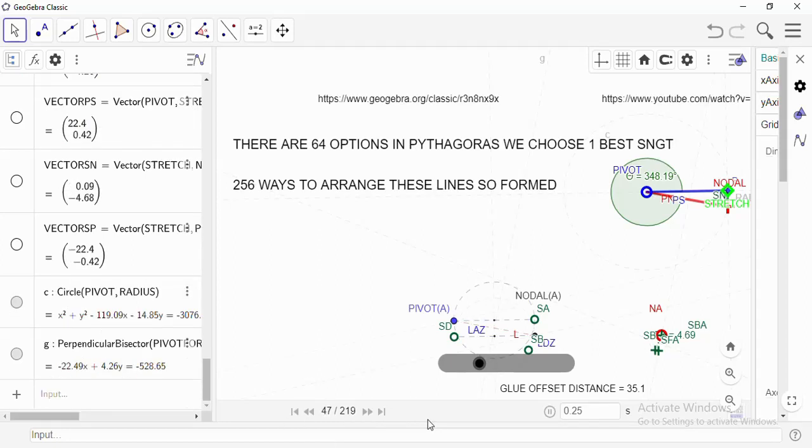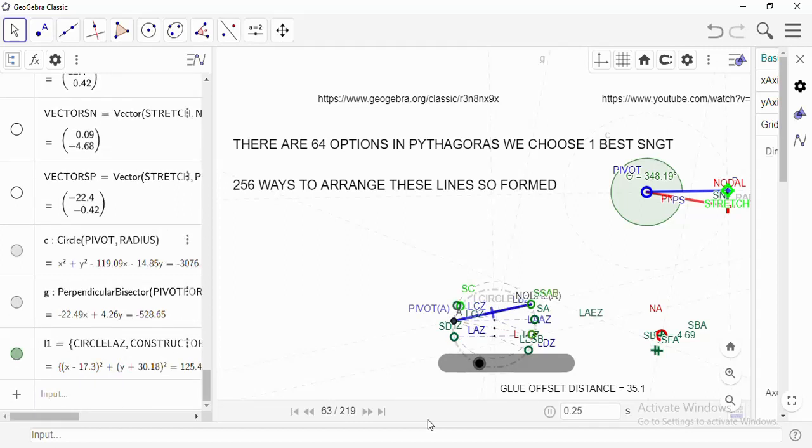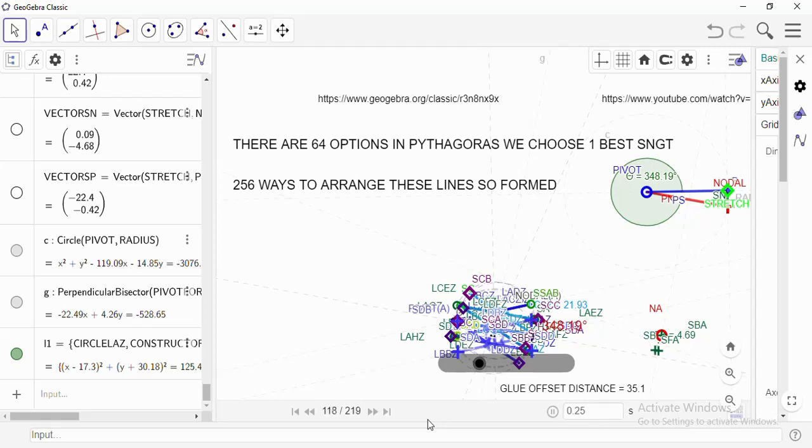Several construction circles are made, several midpoints are taken, several perpendicular bisectors are taken, several angles are copied, and line segments are added. Then again perpendicular bisectors are taken to generate the symmetries. Again construction circles are done. In this way the whole construction is done with 219 steps.